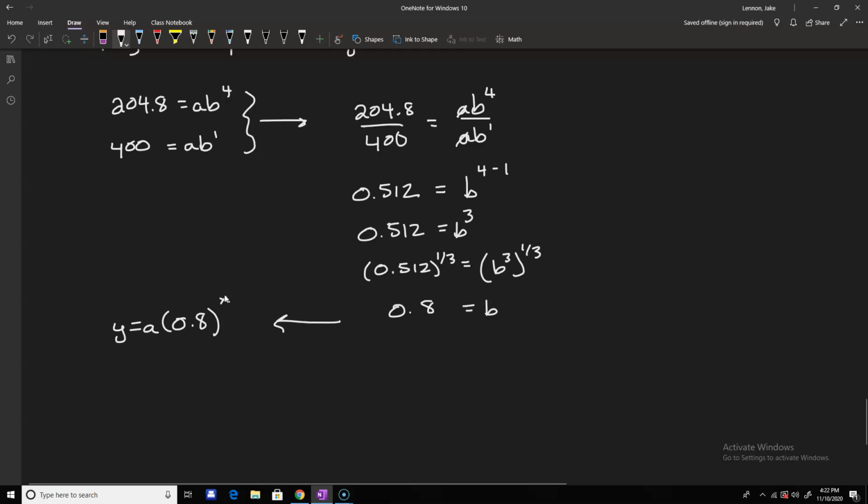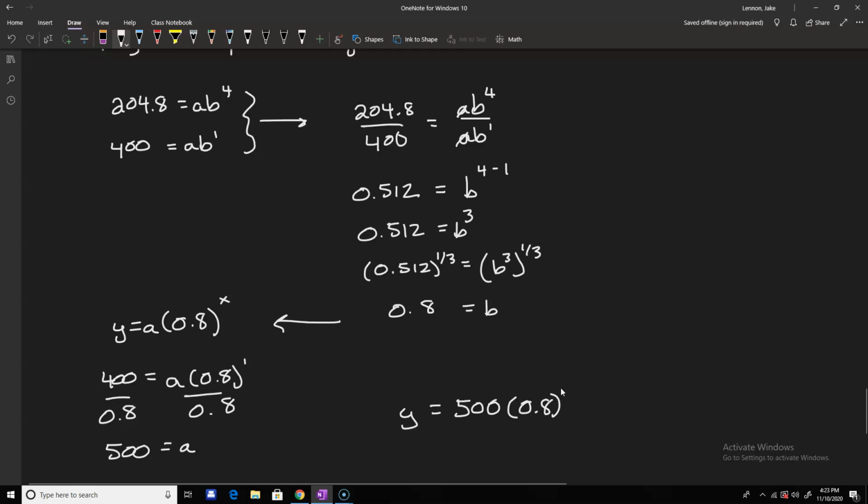And now I can plug in either one of my 2 points to figure out the value of a. So let's plug in (1, 400). So 400 replaces y, and 1 replaces x. Then all we have to do to solve this equation is divide by 0.8. And we get 500 is the value of a. So we have y is equal to 500 times 0.8 to the x. And that is the equation in question.